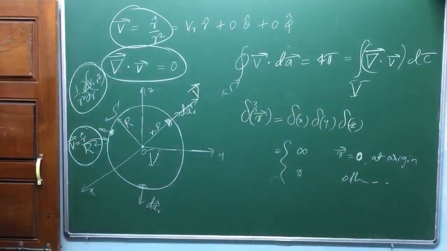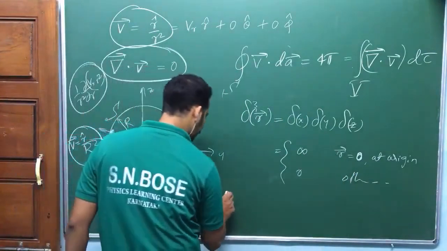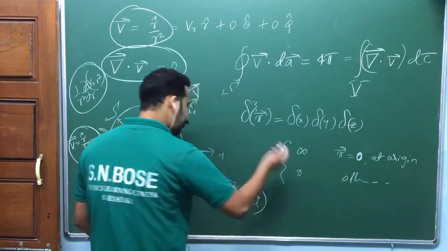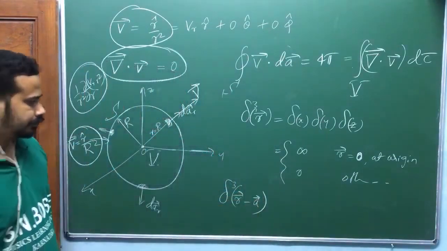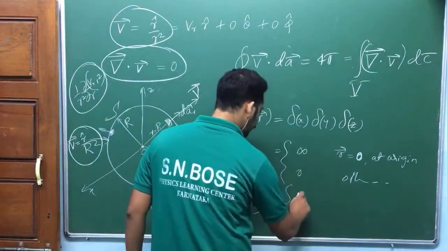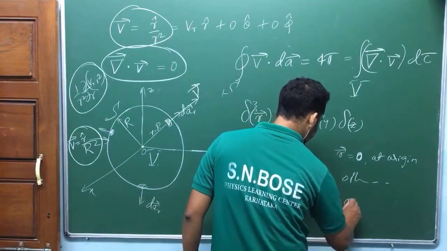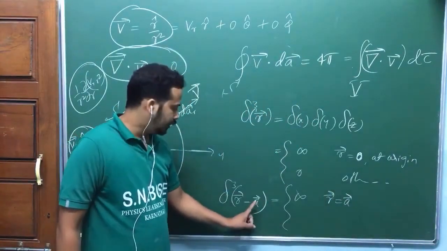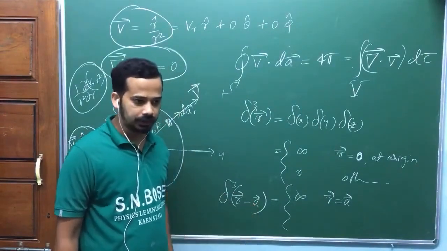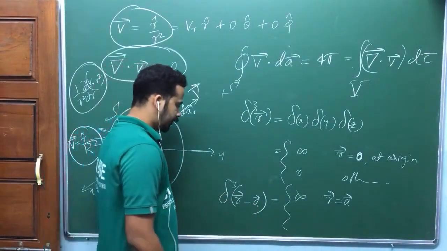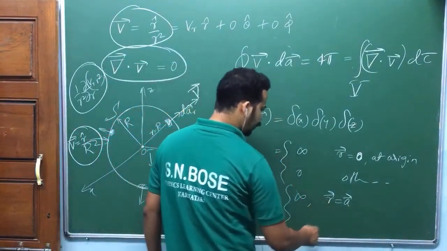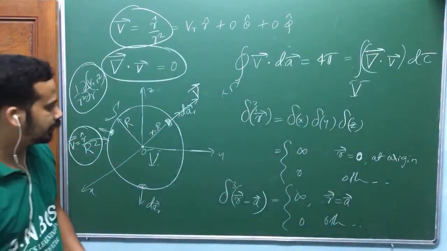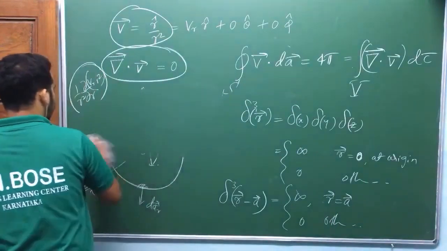Similarly, you can define the three-dimensional Dirac delta of r vector minus some a vector, where a is some position in space. This is equal to infinity when r vector is equal to a vector. Earlier, a was one point on the x-axis. If I write a vector, that means it's the position vector in space. So it is equal to infinity when r vector equals a vector, and equal to 0 otherwise. You have to define the three-dimensional Dirac delta like this, okay?